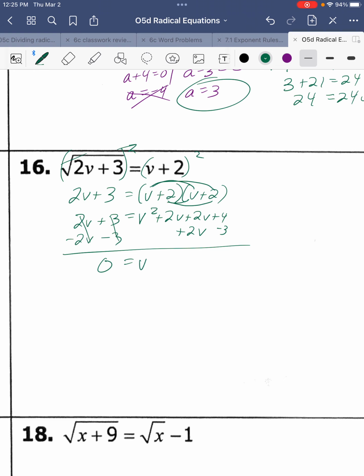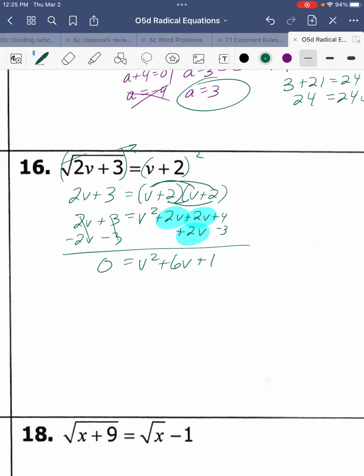Gather in my like terms. This might look a little strange, but I'm going to do it to save a little space. We have 2v plus 2v plus another 2v, that is 6v total. And then we have 4 minus 3 is 1.